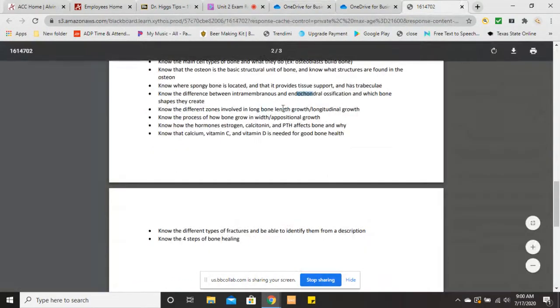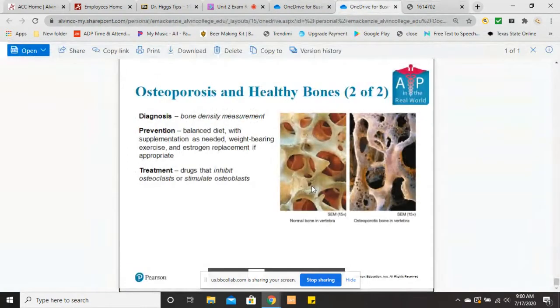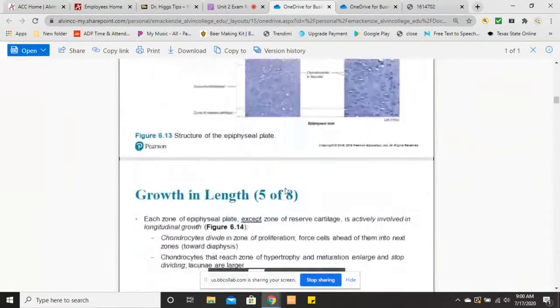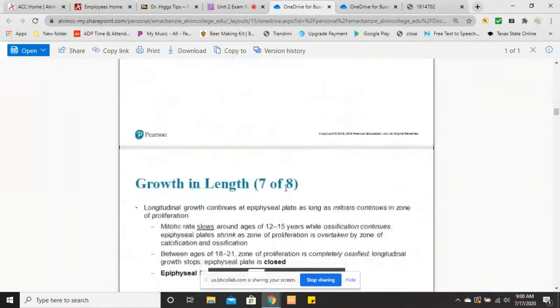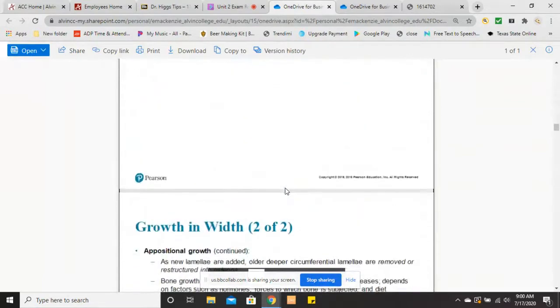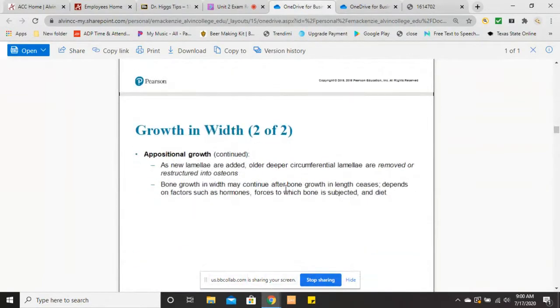Those are your zones. That's how you get taller. And then we even have to talk about how you get wider in your bones. We've got to talk about appositional bone growth. This one is pretty straightforward. To grow wider, to have appositional bone growth, you pretty much have osteoblasts sneak under the periosteum.